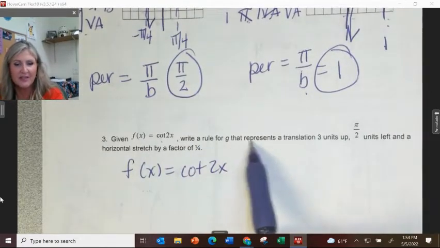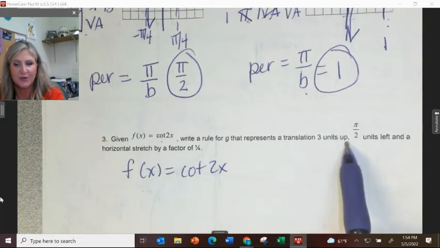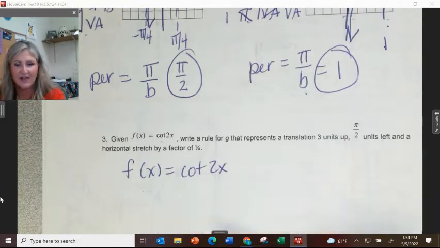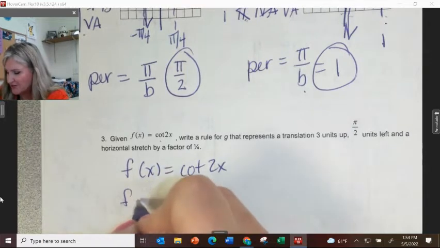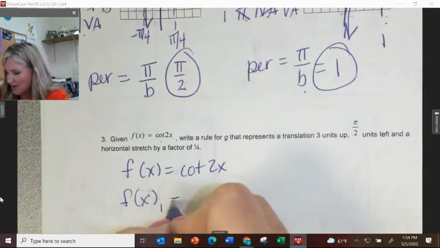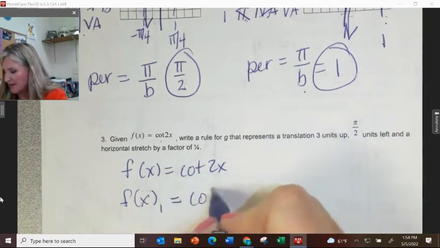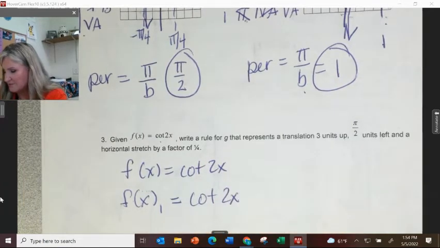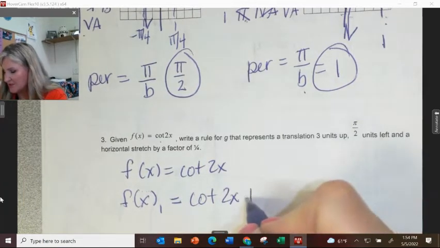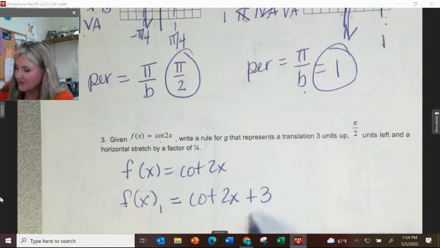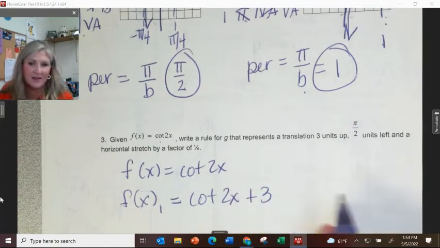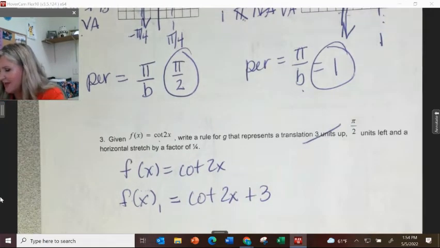Write a rule for G that represents a translation 3 units up. So let's do that first. So our first change, we'll call this f of x sub 1, is going to be what? Cotangent of 2x, then what? Plus 3. Does the plus 3 need to be in parentheses? No. Okay, so we took care of that.